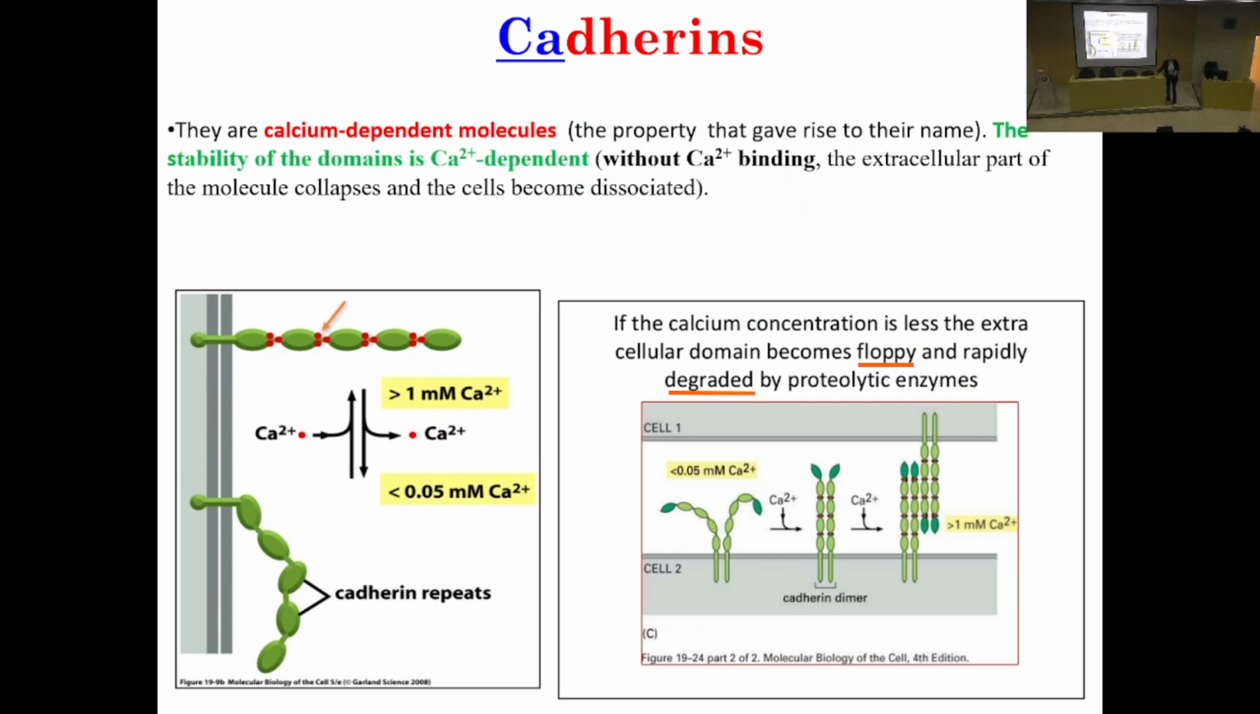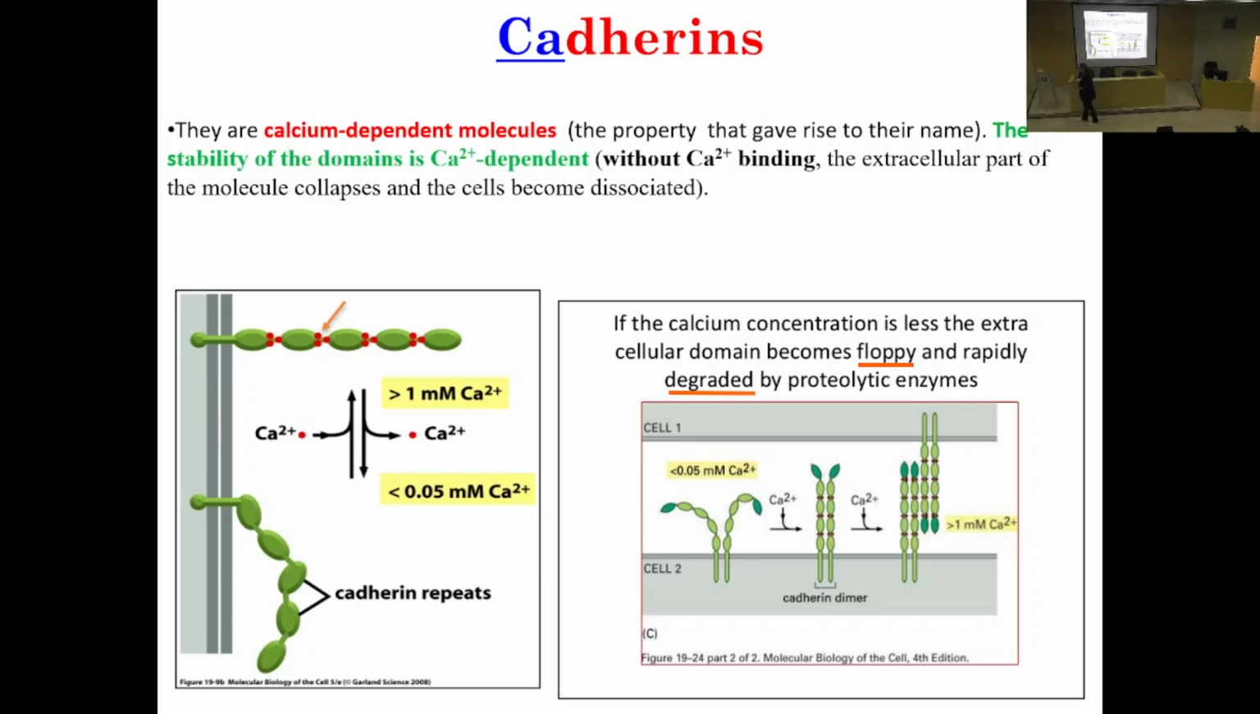All right. Another property of the cadherin: these cadherin are calcium dependent. What does calcium dependent mean? They need calcium to function. Okay? To exert their function.